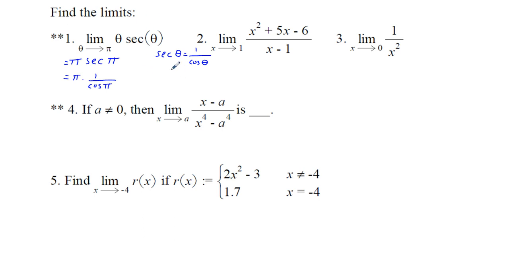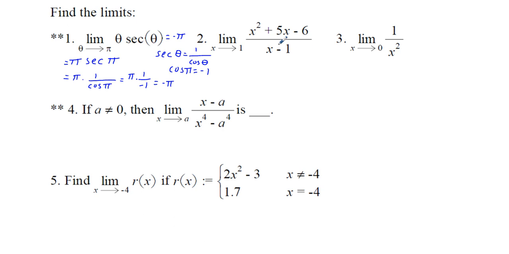Well, cosine pi, that's over there at 180 degrees, is going to equal -1. So what we're going to have here is pi times 1 over -1. And when we work all this out, we're going to get negative pi. So our answer to this limit is negative pi. And we used technique 1. We tried direct substitution, and that's that.